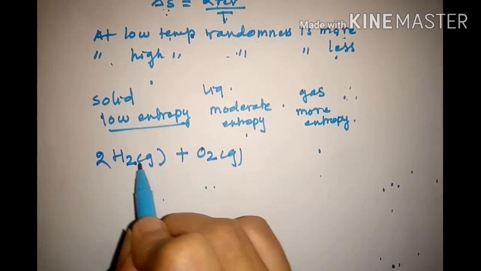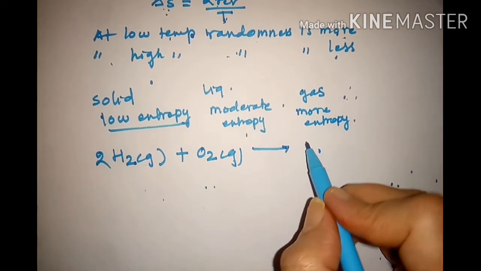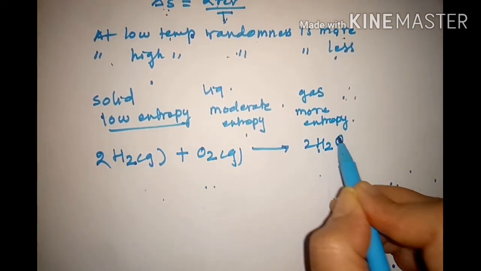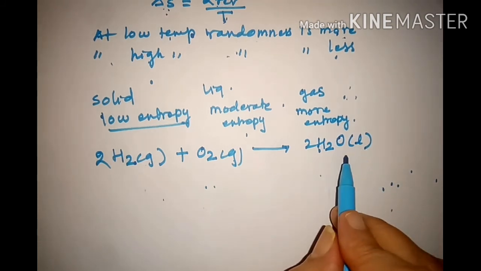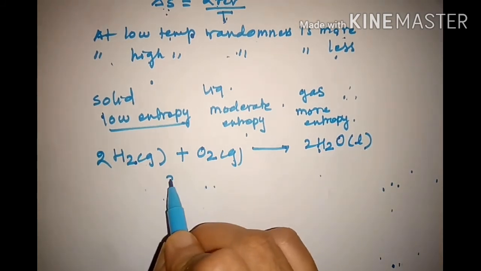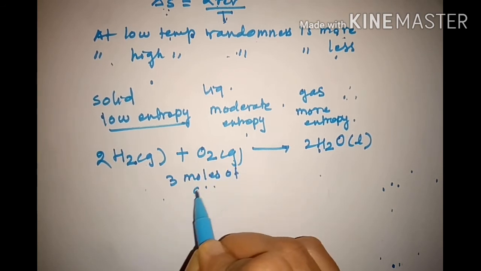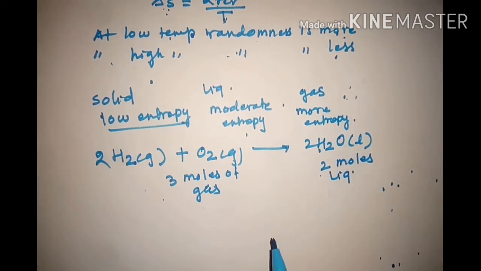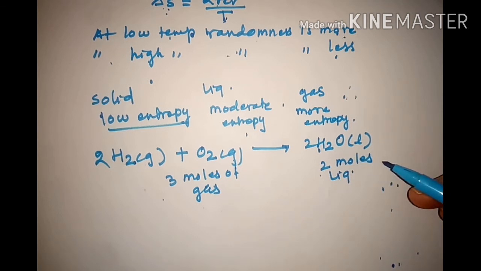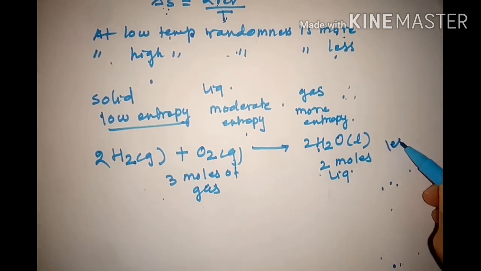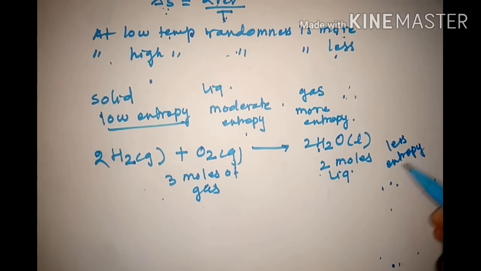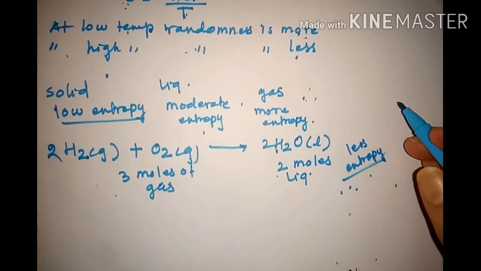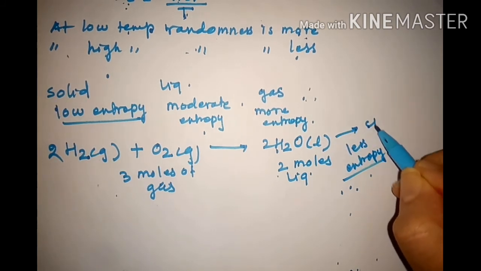This is the formation of a water molecule. Both reactants appear in the gaseous form, and the gaseous molecules are converted into liquid form. Here there are total 3 moles of gas molecules. The number of moles is decreasing and the phase is also changing from gaseous to liquid. So according to this, the entropy should be less here, isn't it? If the entropy is less, the process should be non-spontaneous. But in this case, the process is spontaneous.